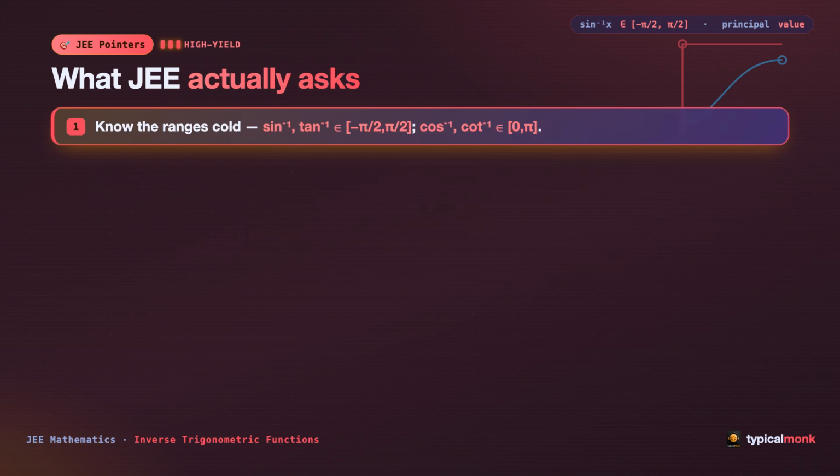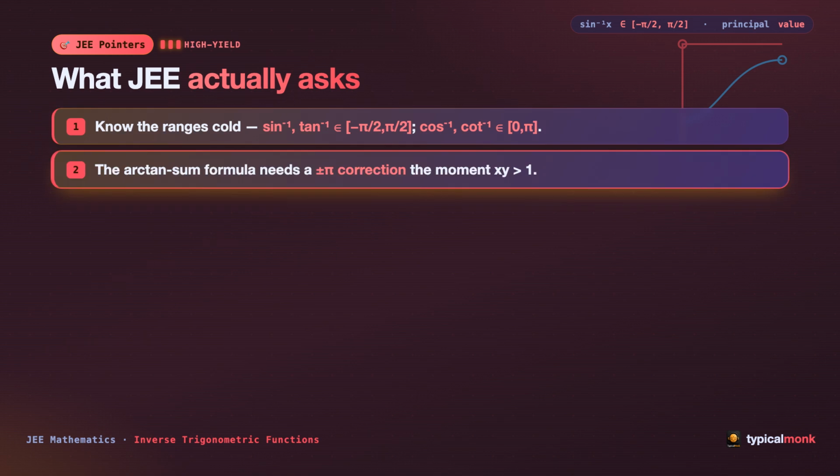Now sit up straight. Five lines the exam asks year after year. 1. Know the principal ranges. Sine inverse and tangent inverse live in -π/2 to π/2. Cosine inverse and cotangent inverse live in 0 to π. 2. The tangent inverse sum formula needs its correction of plus or minus π. The moment x times y is greater than 1, same sign x and y is the warning sign.